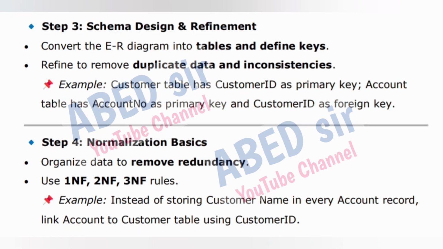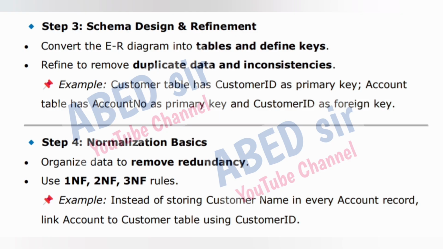Step 3. Schema design and refinement. Convert the diagram into tables and define keys. Refine to remove duplicate data and inconsistencies. Example, customer table has customer ID as primary key, account table has account no as primary key and customer ID as foreign key.